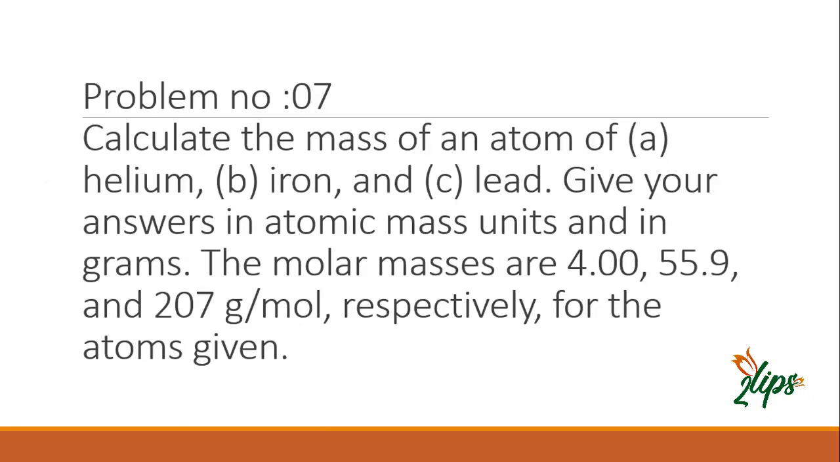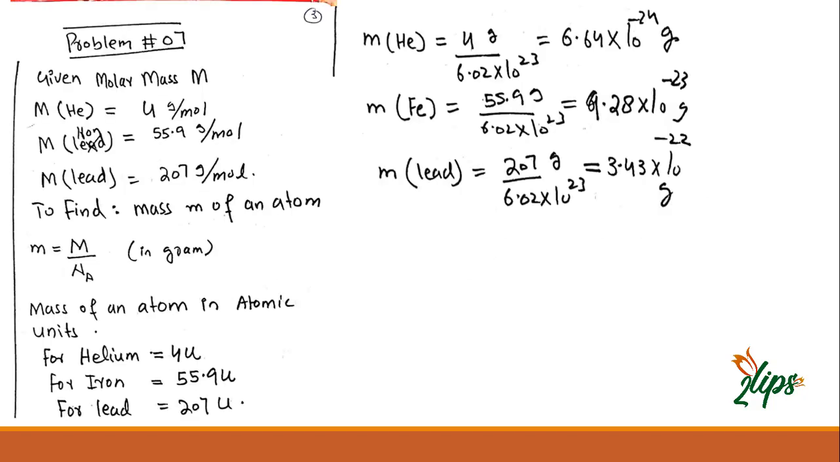Problem number 7. So in this problem, the molar masses of helium, iron and lead are given, and we are asked to find the mass of a single atom in atomic mass units and in grams. So this is quite a simple problem. So this piece of information is given that the molar mass of helium is 4 gram per mole, and for iron it is 55.9 gram per mole, and for lead it is 207 gram per mole. And we are asked to find the mass of a single atom in atomic mass units and in grams. So let us find the mass of a single atom in atomic mass units.